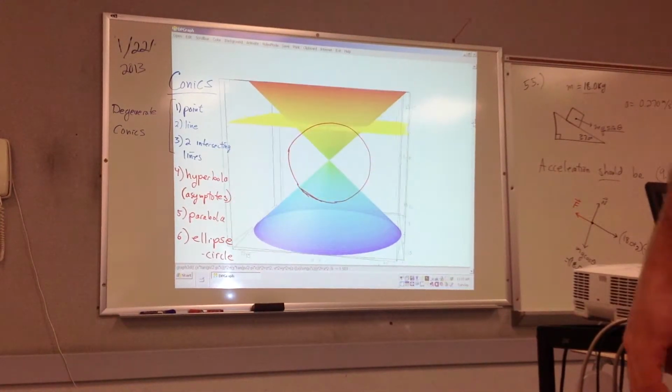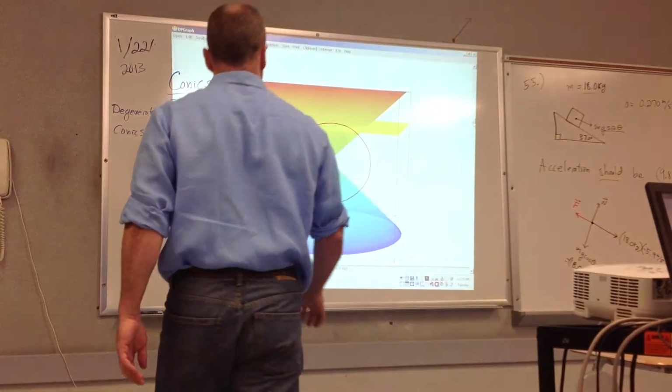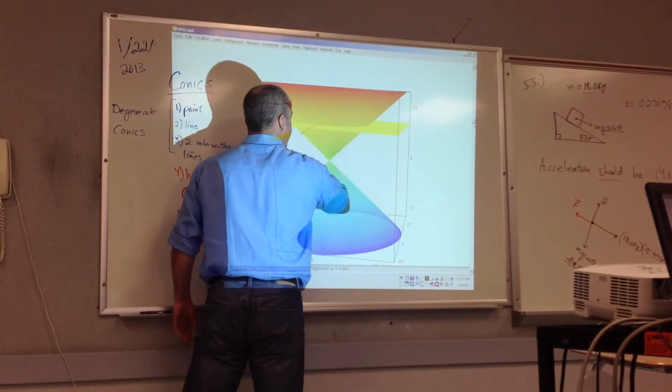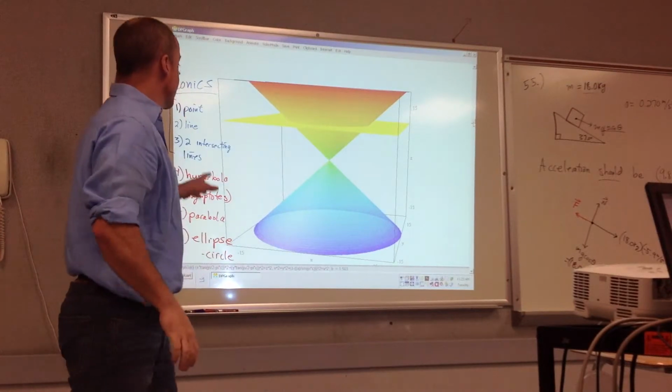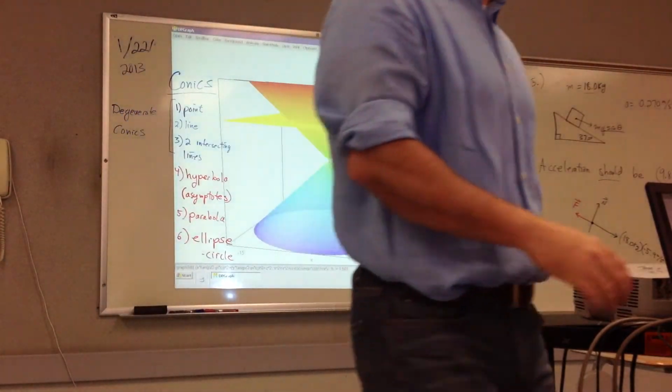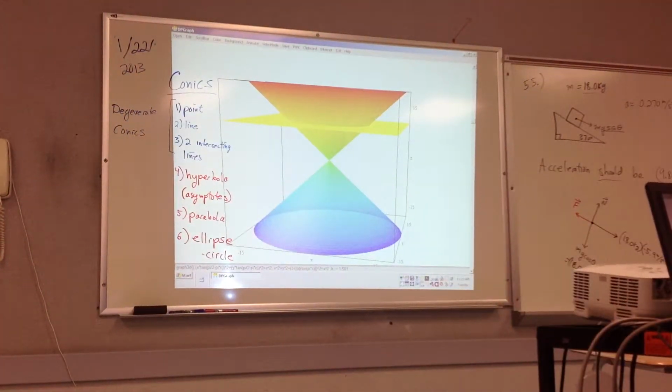So if you're looking at a plane and a cone or a plane and two cones, you can make a point, a single line, or two intersecting lines. But slightly more interesting from my perspective, you can also make an ellipse. You can make a parabola. These are what we'll spend the most time on. And you can make a hyperbola.